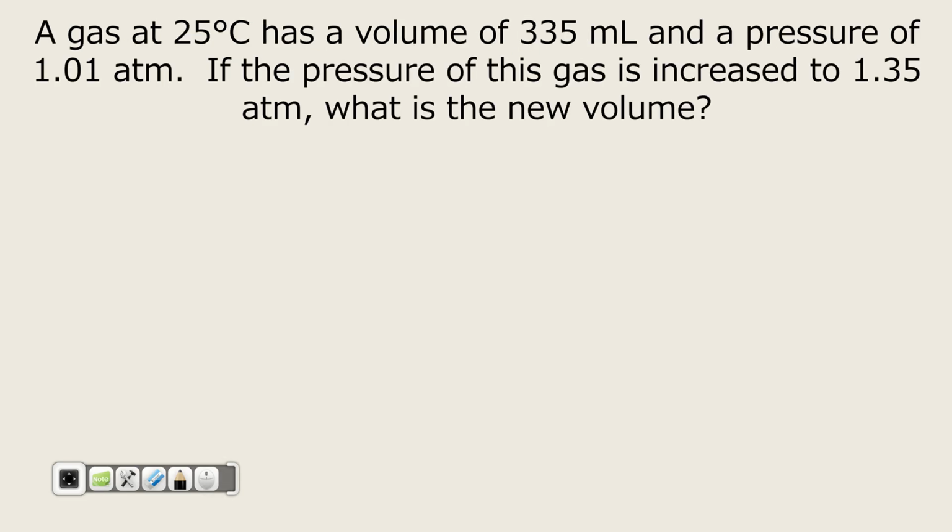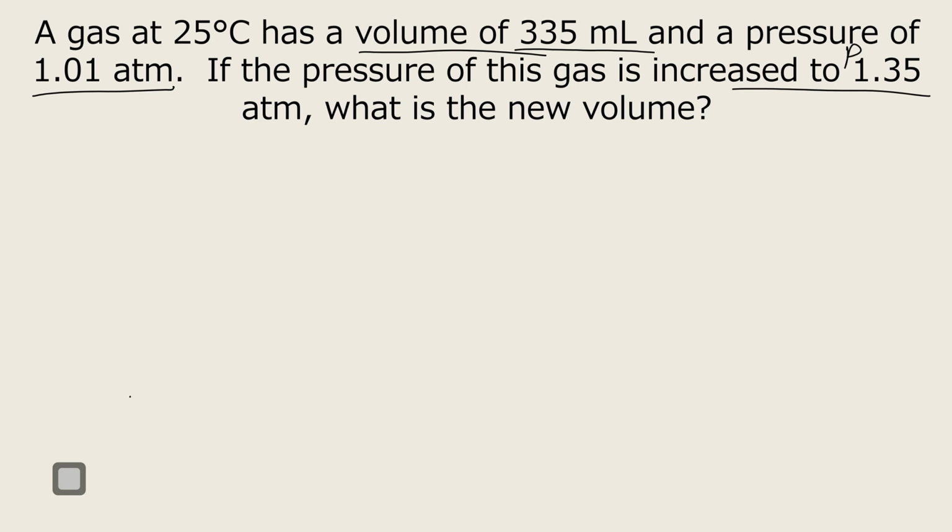There you go. All right, so let's actually get to Boyle's Law. A gas at 25 degrees Celsius has a volume of 335 milliliters and a pressure of 1.01 ATM. If the pressure of this gas is increased to 1.35 ATM, what is the new volume? All right, so I know I'm using Boyle's because eventually all of these things are going to get mixed up with all the other gas laws, okay? I'm using Boyle's because I'm being given a volume and a pressure, and I'm changing the pressure, and I want the new volume. This 25 degrees temperature, I don't care about. I don't need that at all.